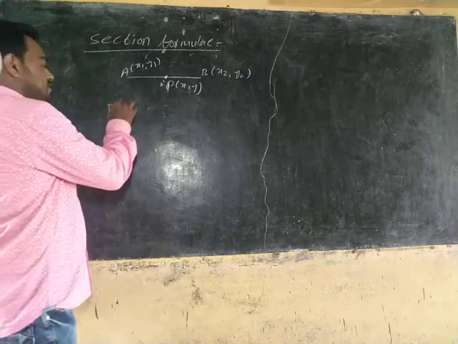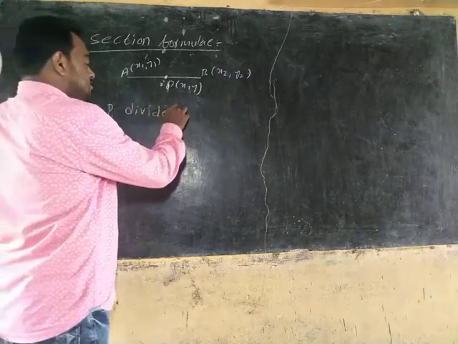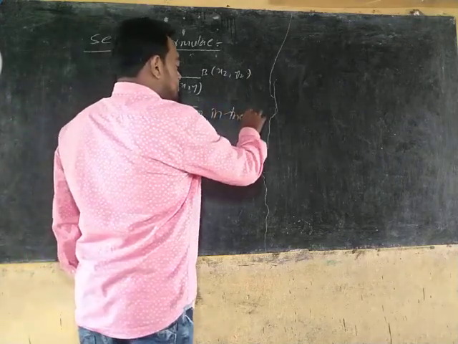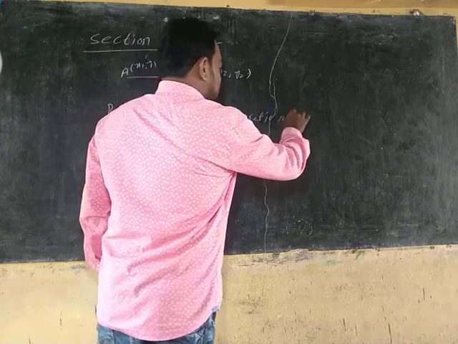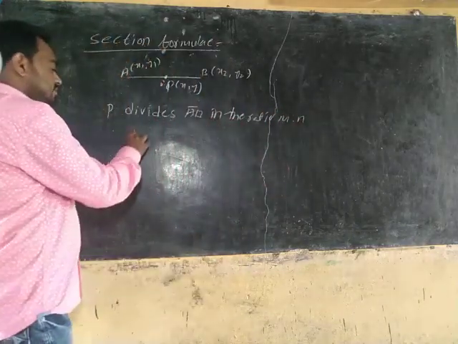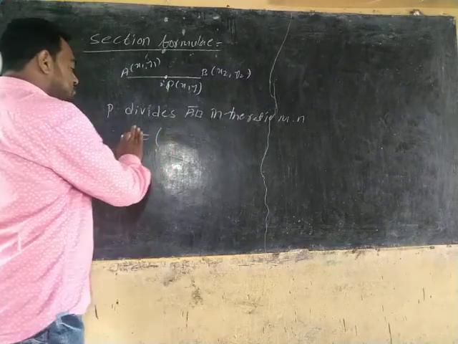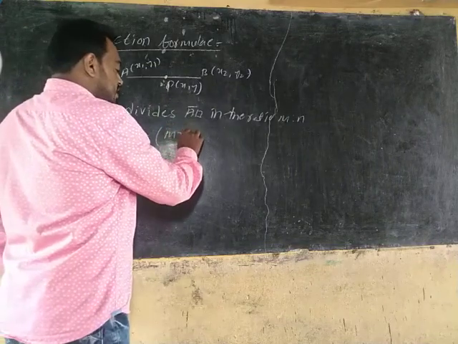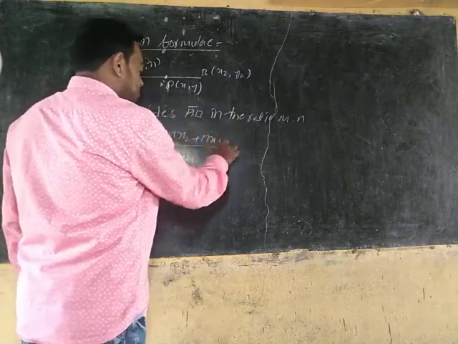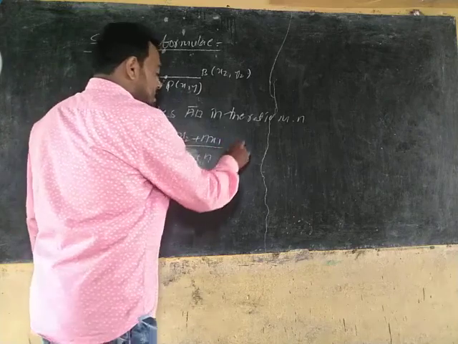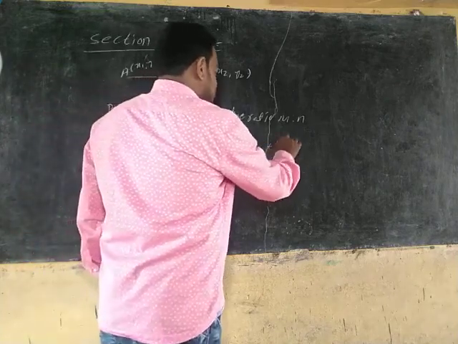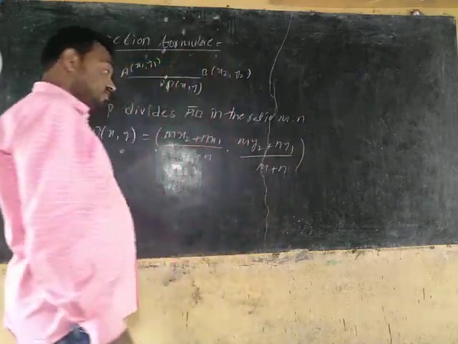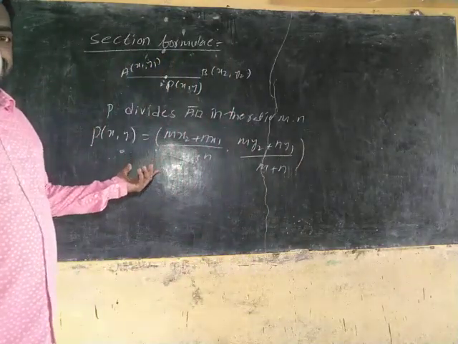If P divides AB in the ratio m is to n, then P(x, y) is equal to (m x2 plus n x1) by (m plus n), comma (m y2 plus n y1) by (m plus n). This is the formula for the internally dividing point.